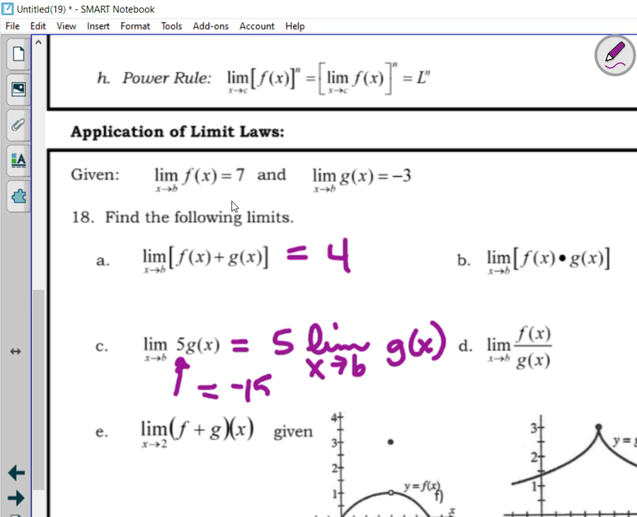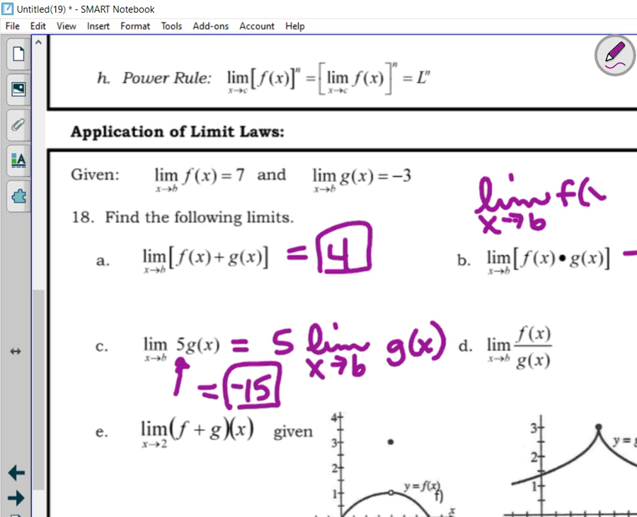-15, right? What would B be equal to? -21, right? Because it would be essentially the limit as x approaches b of f of x times the limit as x approaches b of g of x. It would be the 7 times the -3.